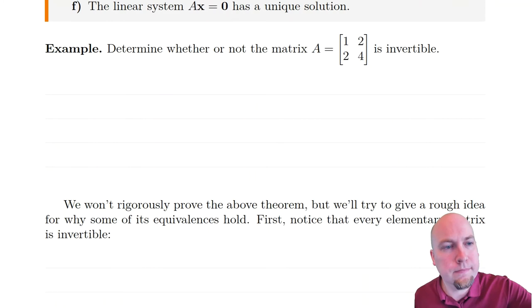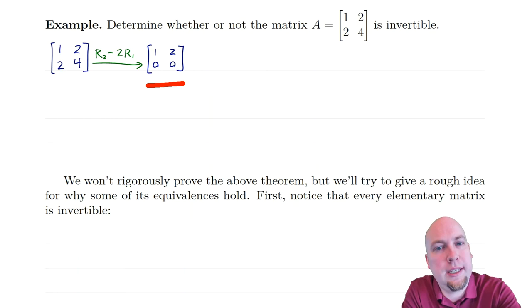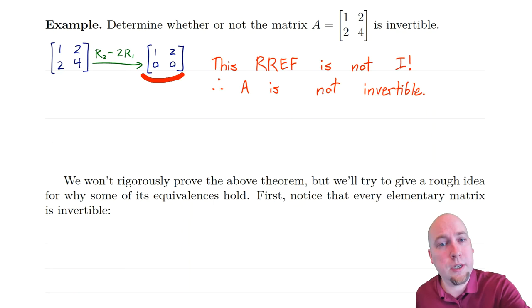Okay, so start off with this matrix here. We're going to do row operations, get it down to reduced row echelon form. And this matrix is really simple. We only had to do one row operation to get it down into reduced row echelon form. And now you just look at this reduced row echelon form and you say, is that the identity matrix? And you squint really hard. And no, it's not the identity matrix, right? So that matrix that we started with must not be invertible, because this reduced row echelon form is not the identity matrix.